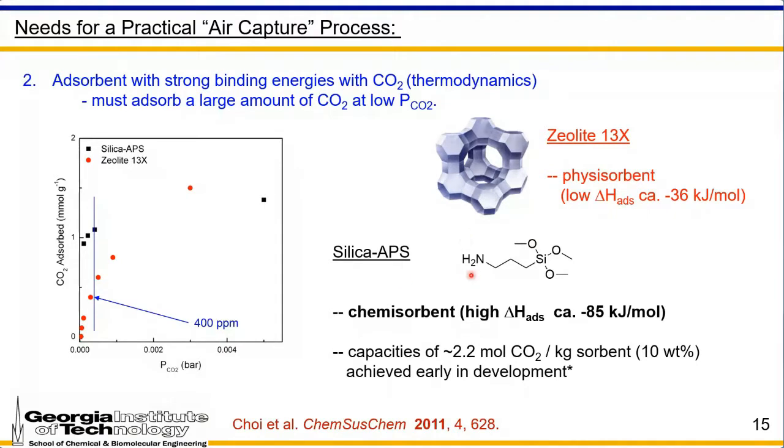For silica APS, that's a classical example of a chemisorbent. So this would be a porous, mesoporous silica functionalized with this aminopropyl silane species. This is a chemisorbent with a high heat of adsorption, maybe near 85 kilojoules per mole. And you can see that this lends itself to a much steeper adsorption isotherm that, while having maybe a lower capacity at higher pressures than zeolite 13X, is advantaged at the low partial pressures that are important to direct air capture.